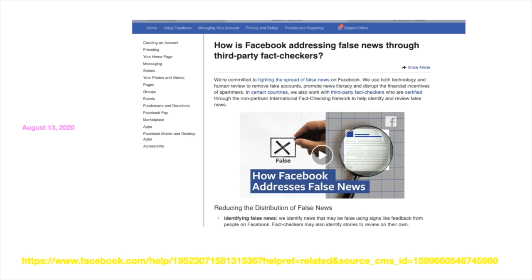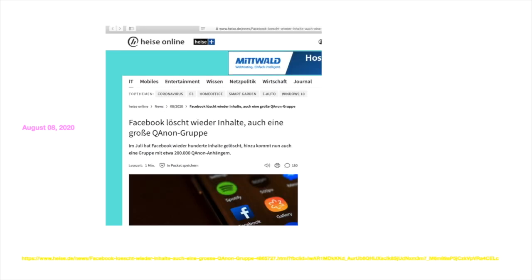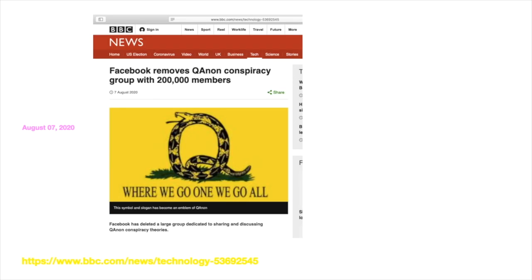Based on all these things, they started to fight certain misinformation, especially around the corona, and hit certain groups pretty hard. In late summer 2020, they, for example, hit a very big group of conspiracy thinkers called QAnon, which had over 200,000 members, and they shut that down.